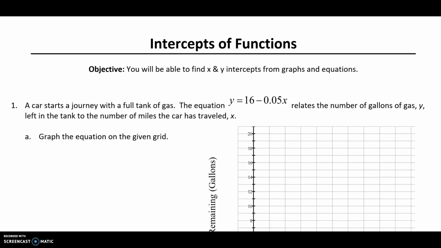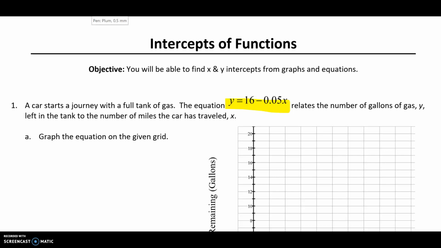I want to start with a context of where this might matter. So let's say you have a car and you're going on a trip. You have a full tank of gas. This equation here is going to tell us how much gas is left in the tank after the car has driven a certain amount of miles, relating X to Y. In order to get a visual of what this looks like, we're going to graph the equation on the grid and then talk about what we see.